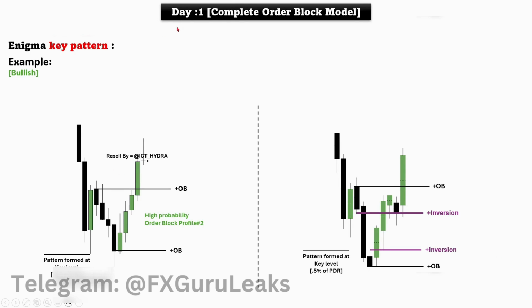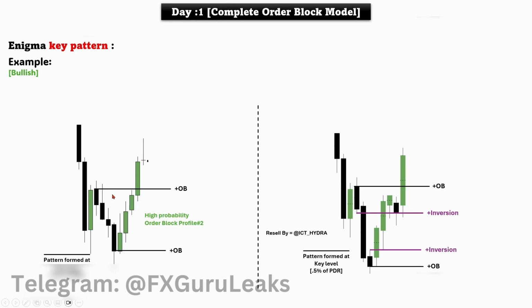So this is our second slide, the Enigma key pattern. This is the pattern that you will be looking for at the 0.5% of a dealing range. This pattern will form if you are long at the 0.5%, or if you are short at the 0.5%. So for long at the discount, for short at the premium of 0.5%. Here I'm giving you guys the bullish example.